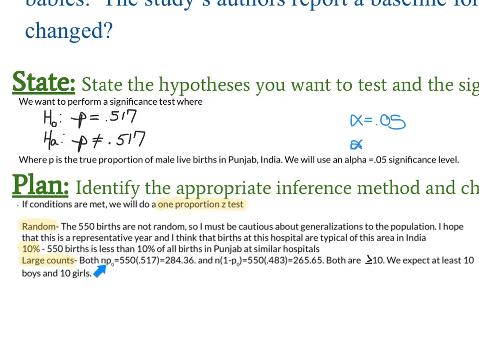So I'm stating both n times p naught, which equals 550 times 0.517 equals 284.36, and n times 1 minus p naught, so the expected number of failures, or not male births, both are greater than or equal to 10. We expect at least 10 boys and 10 girls. So I can say that my conditions are met. I'm stating that it's okay to proceed with it.